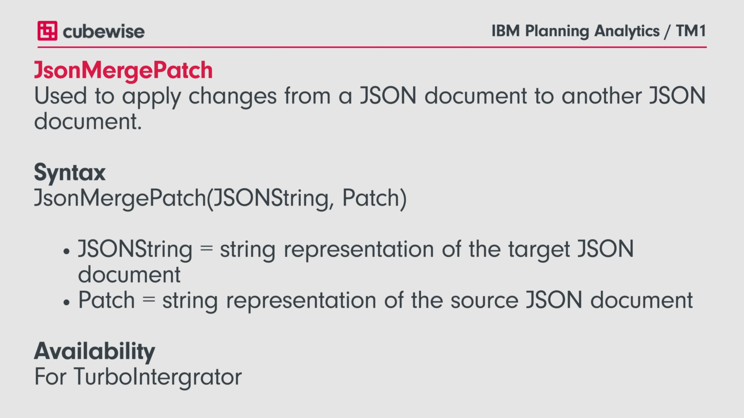The JSON merge batch function is used to apply changes from one JSON document to another JSON document. JSON string is a string representation of the target JSON document that will be modified. Batch is the string representation of the source JSON document to be applied to the target JSON document. This function is only available in Turbo Integrator.